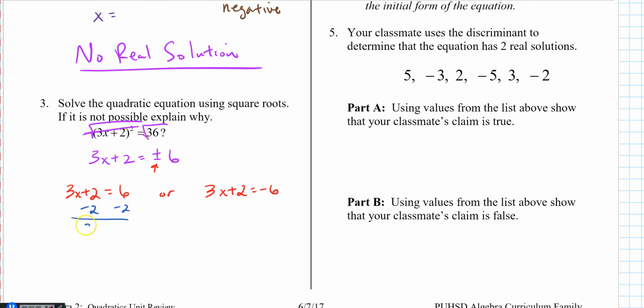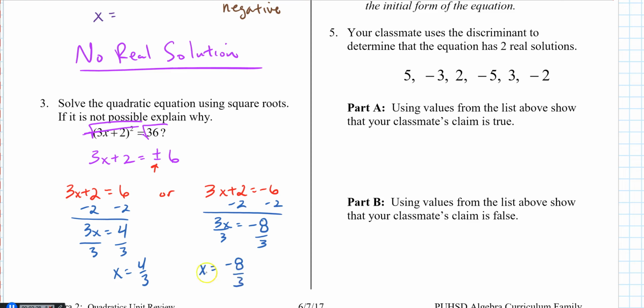Subtract 2 from both sides. 3x is equal to 4, divided by 3. X is equal to 4/3. Or, I'm going to subtract 2 from both sides. 3x is equal to negative 8. Divide 3 on both sides. And we get x is equal to negative 8/3. And so there's my two solutions for number 3.